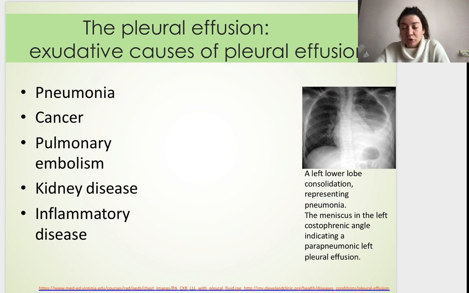Exudative cause, yes, mostly it is an inflammatory cause. Most often they are provoked by pneumonia, cancer, pulmonary embolism, kidney disease, or other inflammatory disease. And here you see another X-ray picture with left lower lobe consolidation representing pneumonia. The meniscus in the left costophrenic angle indicates a parapneumonic left pleural effusion.